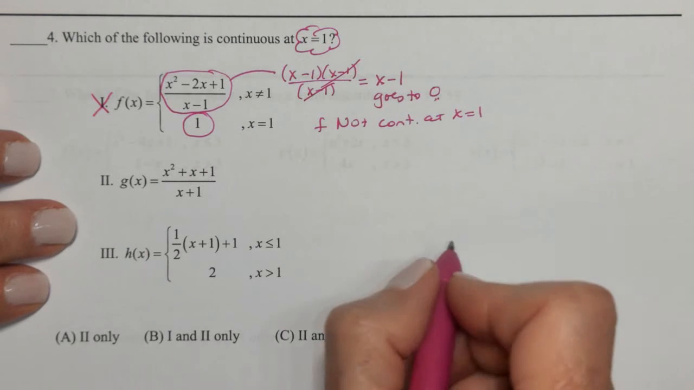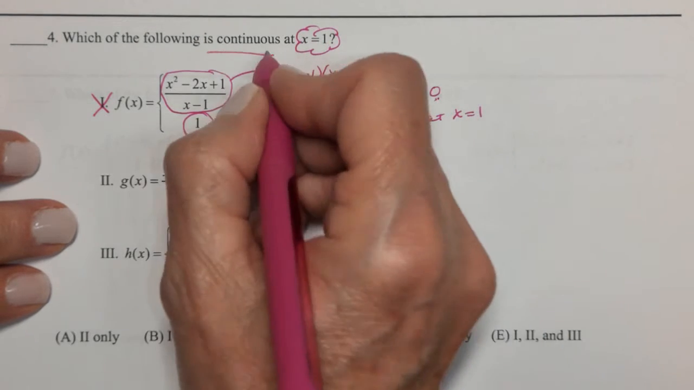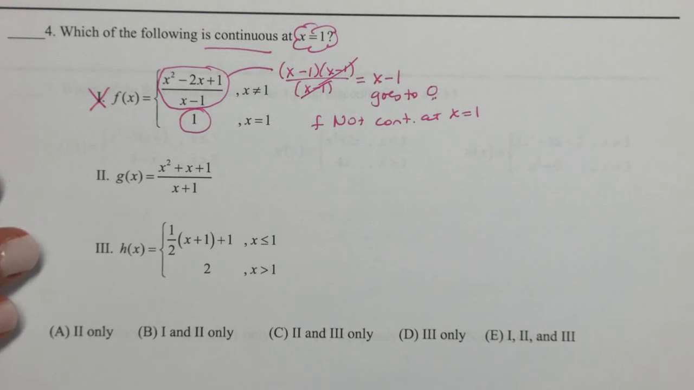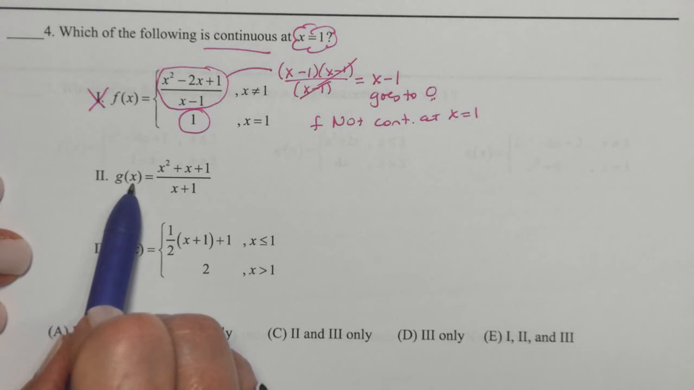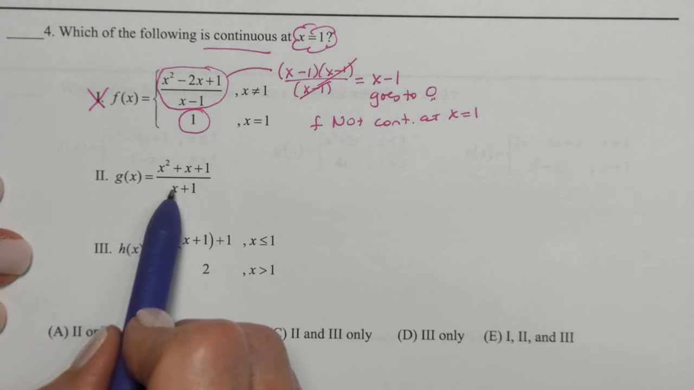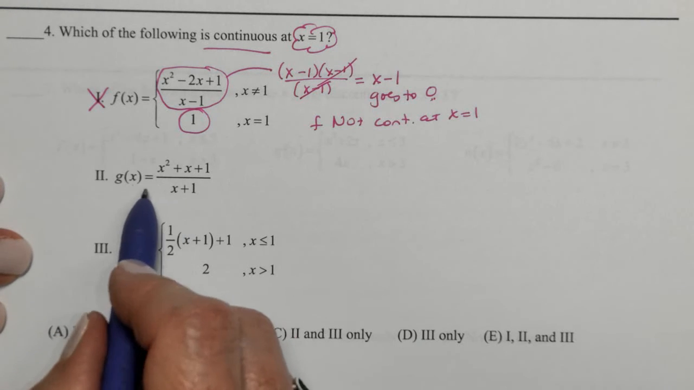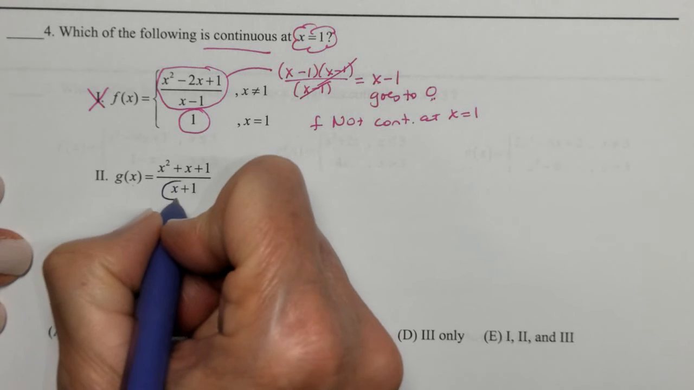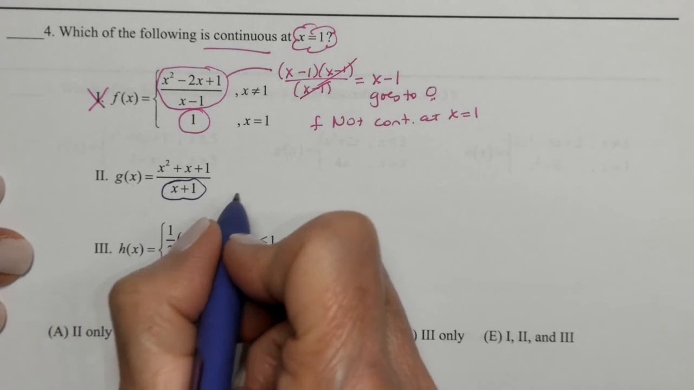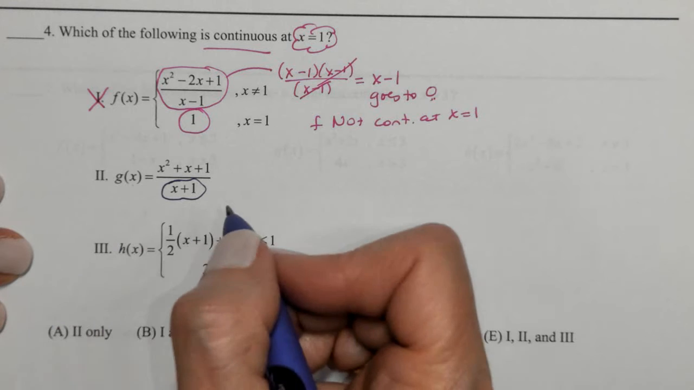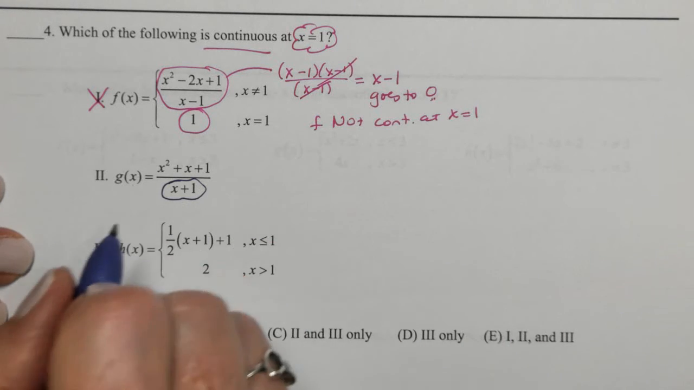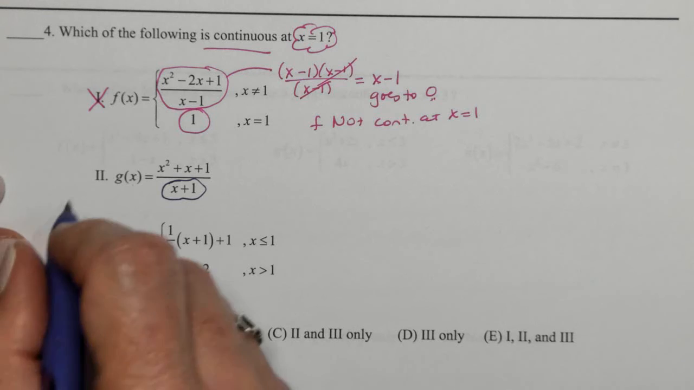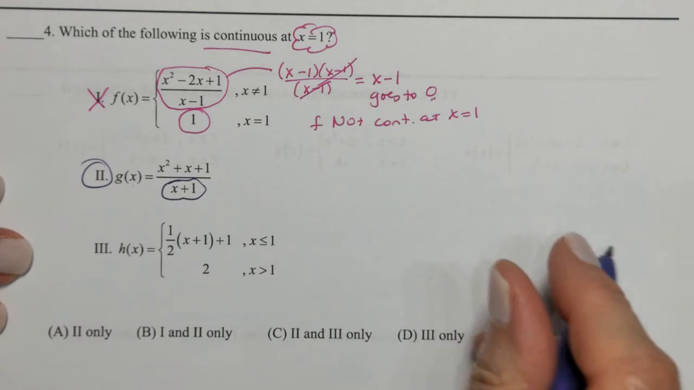So not continuous. We want it to be continuous. Let's go on to the next one. All right. Is g continuous at x is equal to 1? Well, the only place that g is not continuous is when x is negative 1. So is g continuous at x is positive 1? Sure. There's nothing about this that makes it not continuous at positive 1. So we found a continuous one.